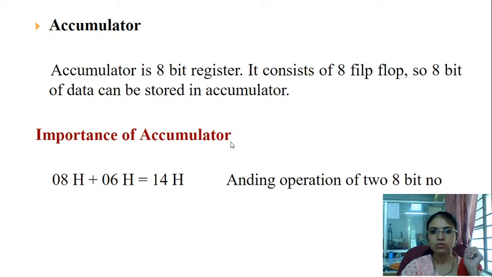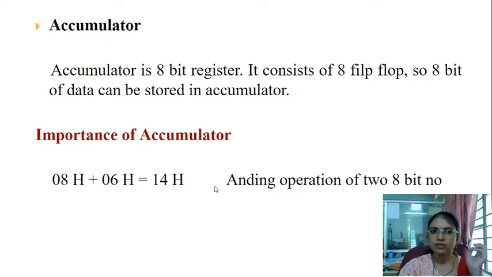That importance we studied in the previous lecture: whenever the microprocessor performs the addition of two 8-bit numbers, we require two numbers, and from those two numbers the first number is always present in the accumulator. After the addition of these two 8-bit numbers, whatever result we get is also stored in the accumulator itself. That's why the accumulator has special importance, and it is separate from the general purpose registers.